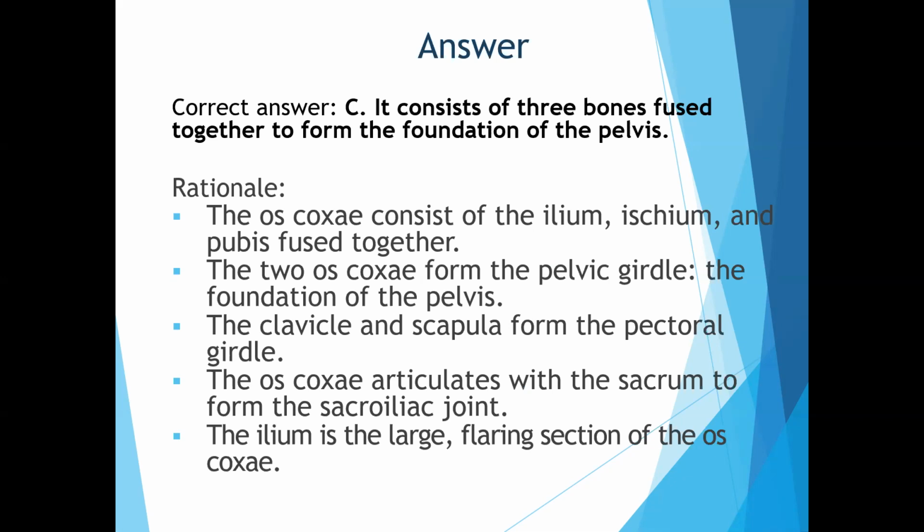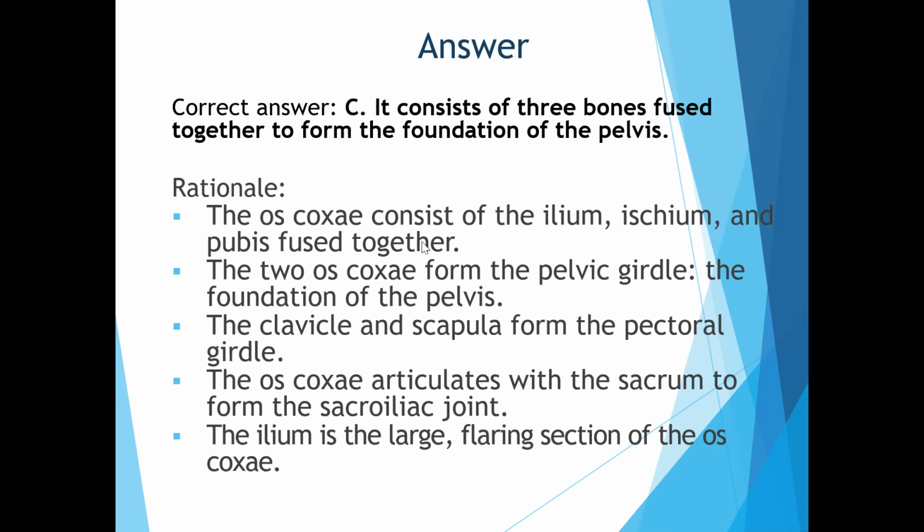So remember, the os coxae consists of the ilium, the ischium, and the pubis all fused together. And then our 2 os coxae together with the sacrum form the pelvic girdle. The clavicle and the scapula form the pectoral girdle. That's what is our base for the upper extremity.